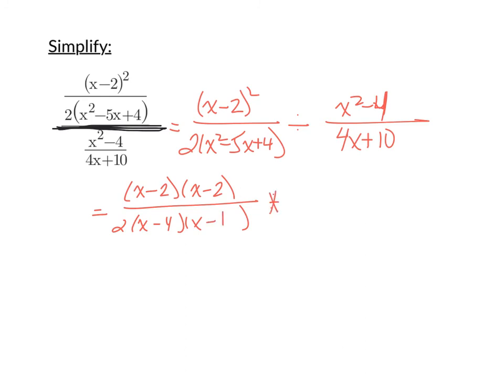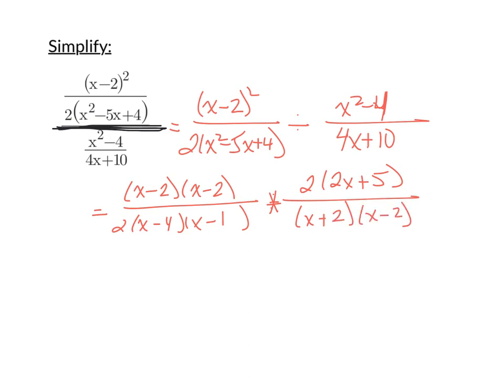The division is now turning into multiplying by the reciprocal. So that 4x plus 10 that was in the bottom is now going to come up to the top. And I'm going to factor out the common factor of 2, and I'll be left with 2x plus 5. In the denominator, the x squared minus 4 that used to be in the numerator is now down here in the denominator. We factor that into x plus 2 and x minus 2.